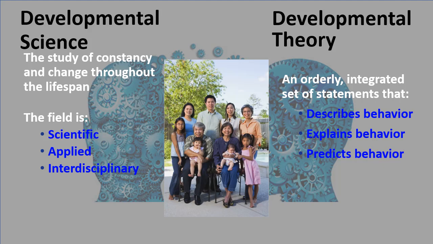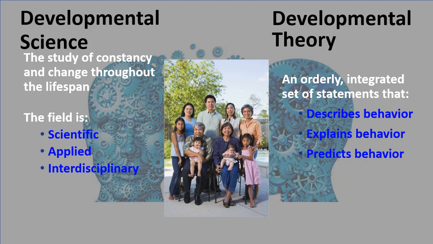As we look at developmental psychology, we have to look at the science of development, and you can't have science without a good theory. So the science is the constancy or the change or plasticity throughout the lifespan. Developmental psych is scientific. It is absolutely applied, and it's very interdisciplinary. What we're trying to do, as with all psychology really, is describe behavior, explain behavior, and predict behavior.